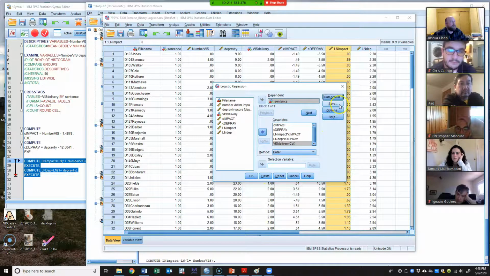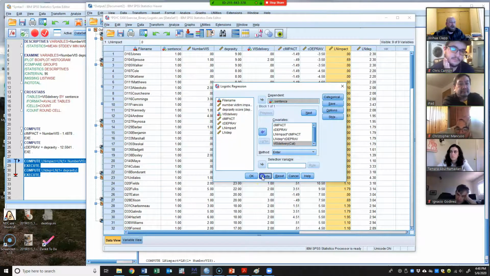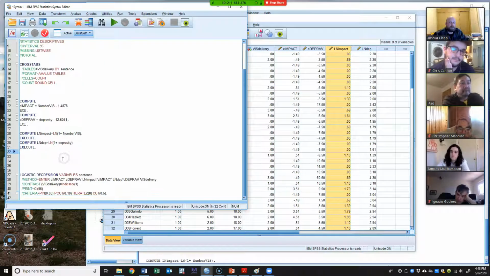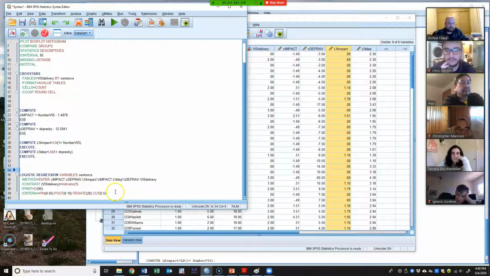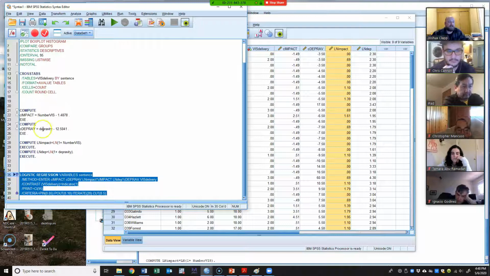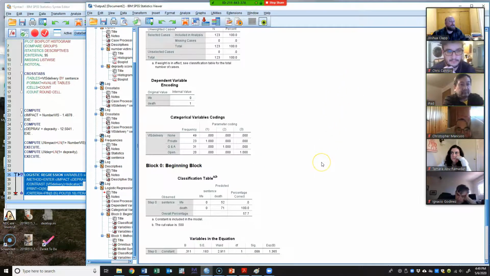Okay. If I go to options, I can say that I want confidence intervals for my exponentiated coefficient. And that'll be good enough here. And hit continue. Okay. All right, now I'm going to go ahead and hit paste. So what I've got here now is my categorical model. And if I go through and I run this, all right, here's my model.